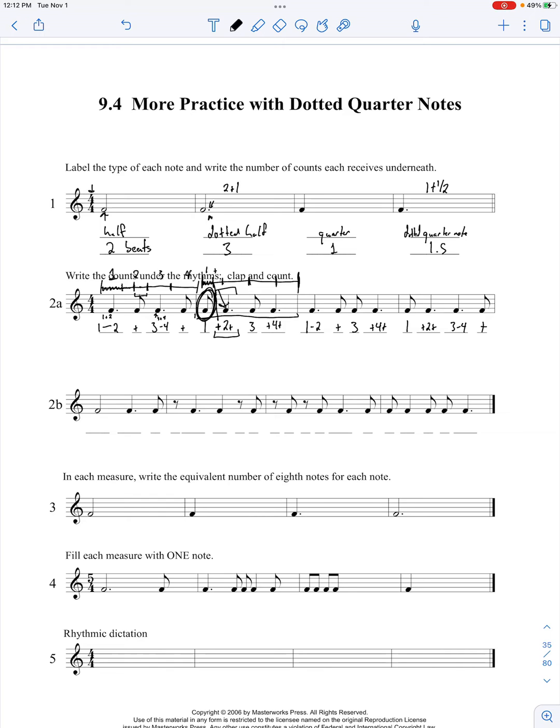1, 2, and 3, 4, and 1, and 2, and 3, and 4, and 1, 2, and 3, and 4, and 1, and 2, and 3, and 4, and.